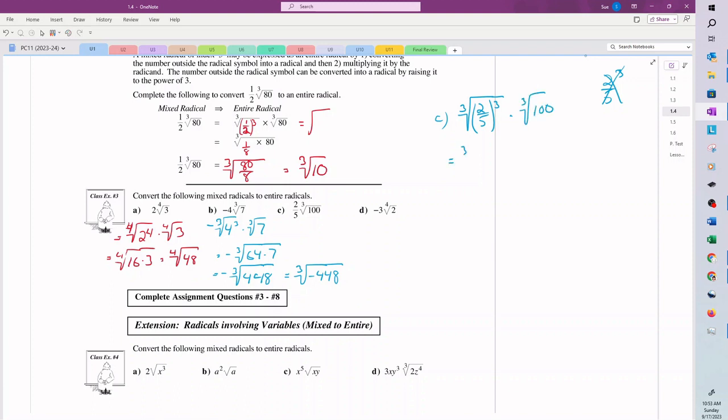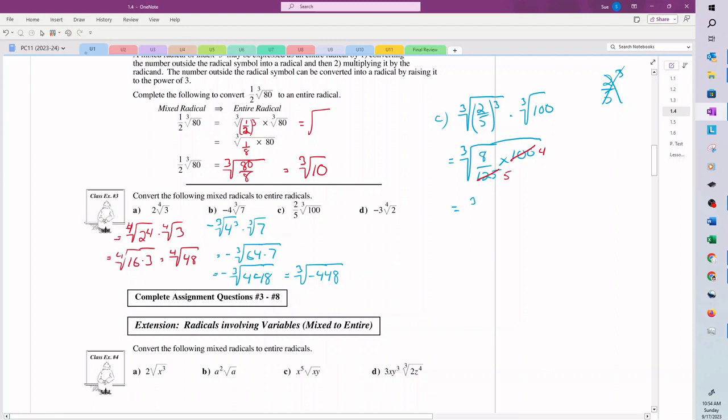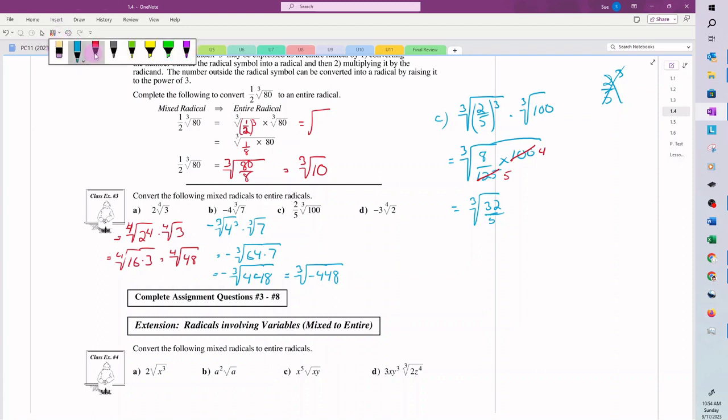When we simplify it, that's going to be the cube root of 2 cubed, which is 8, over 5 cubed, which is 125, times 100, all under the cube root sign. Then I can do some cross reducing before I multiply. 100 divided by 25 is 4, and 125 divided by 25 is 5. So this equals the cube root of 8 times 4 over 5, which is 32/5.